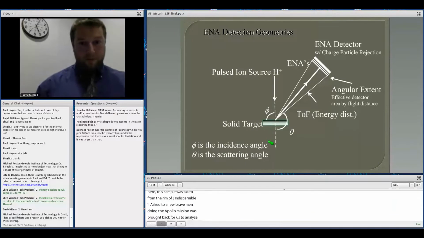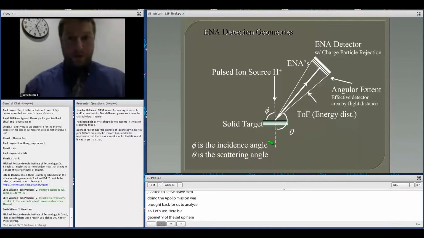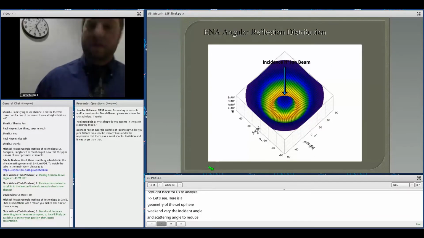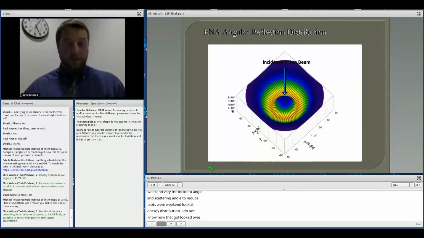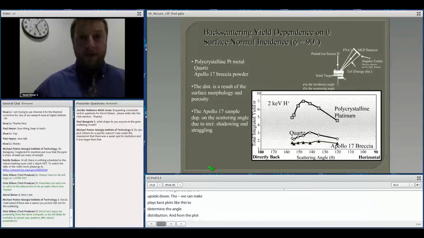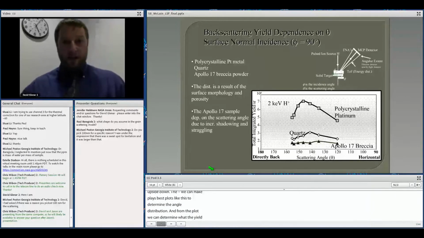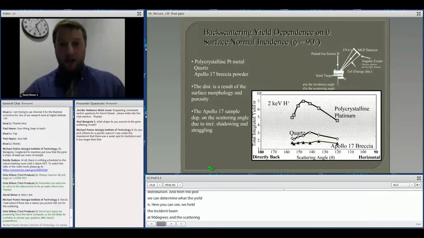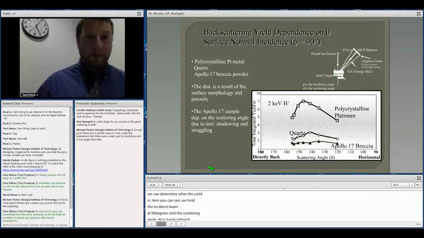Here's the geometry of our setup. We can actually vary the incident angle and the scattering angle to produce plots where we can look at the energy distribution. I don't know how that got flipped upside down, but basically we can make plots like this to determine the angle distribution, and from these plots, we can determine what the yield is. Here you can see we held the incident beam at 90 degrees and varied the scattering angle, where 80 here would be the directly backscattered energetic neutrals, and 90 would be ones that are scattering horizontal to the sample.